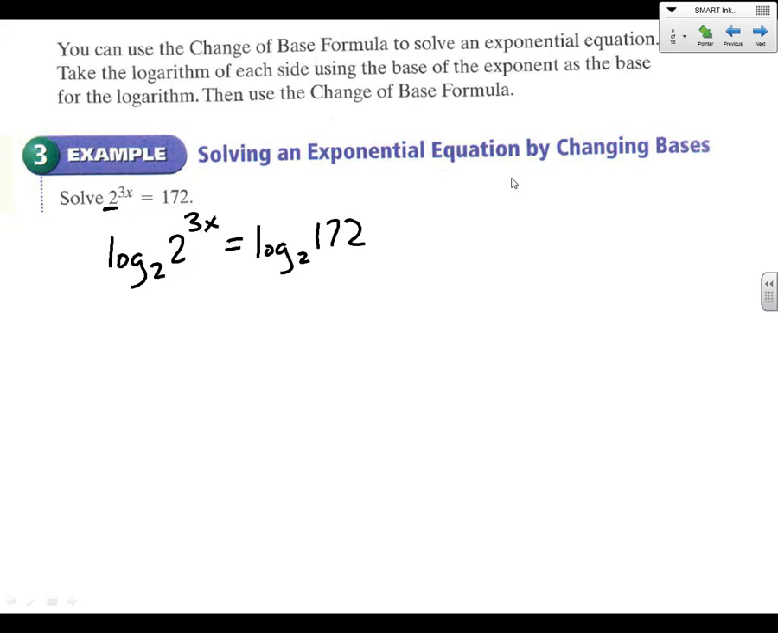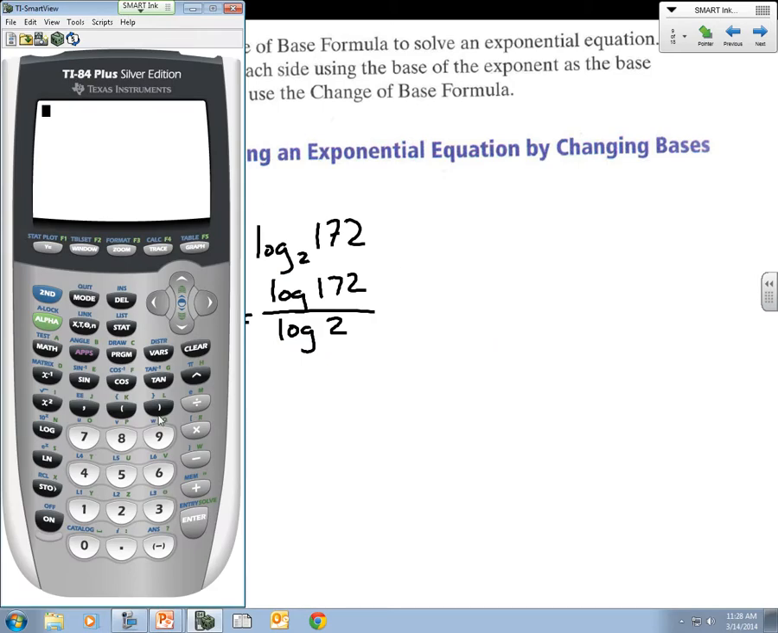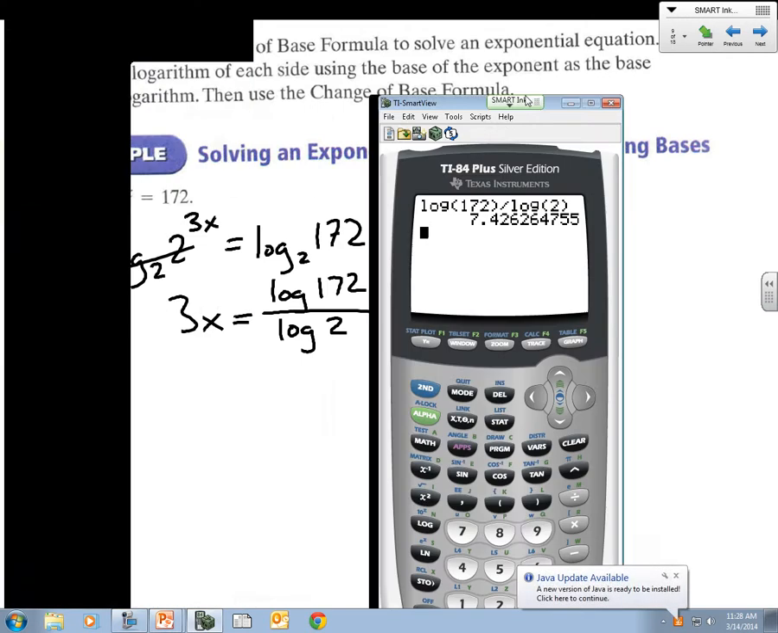of 172. All right, so the log base 2 and the 2 cancel, and we're just left with 3x equals, and here's where we're going to change it. Change of base. Log base 10 of 172 over log base 10 of 2. So we're going to grab our calculator and plug that in. Log of 172, make sure you close your parentheses here, divided by log base 10 of 2. We get that, and then that equals 3x.